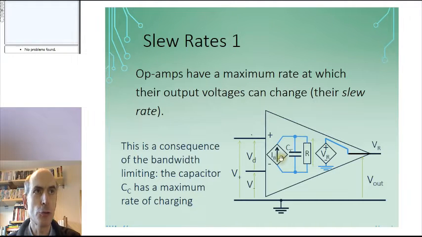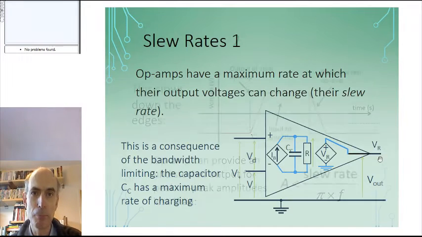A current source here, which is related to the difference between the input voltages, driving a capacitor and a resistor. But that current source has a maximum possible value, which means that this capacitor here has a maximum rate at which it can charge up. And that means that the rate of change of the voltage across this resistor has a maximum value, and therefore the rate of change of the output voltage has a maximum value as well.